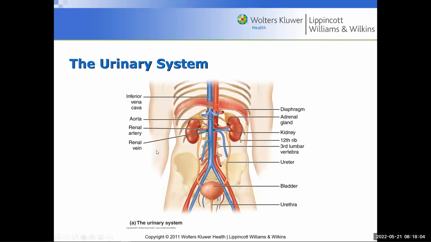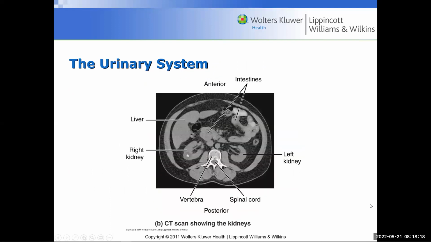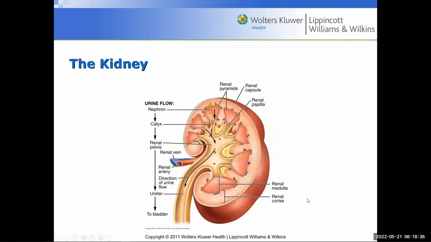And this is just showing the diaphragm itself. Sorry, the urinary system. This is the diaphragm, the major muscle, and these are the structures which we are speaking about. The kidneys, your ureters, empties into the bladder, which is then voided by the urethra. And this is a CT scan showing it in section, right? The left and right kidneys. And here, of course, is your liver and intestines as shown. And this is your vertebra. So this is just a cross section that is showing the urinary system.